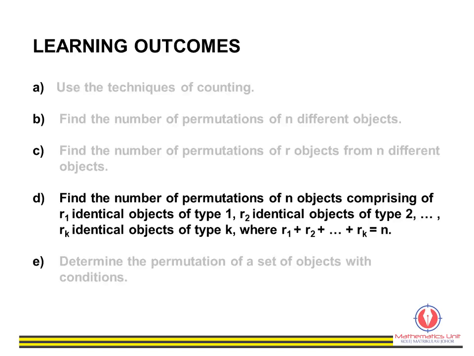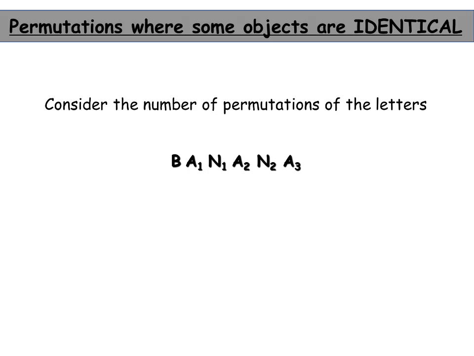Learning outcome for today is to find the number of permutations of n objects, comprising of r sub 1 identical objects of type 1, r sub 2 identical objects of type 2, until r sub k identical objects of type k, where r sub 1 plus r sub 2 until plus r sub k equals n. Permutations where some objects are identical. Consider the number of permutations of the letters B, A1, N1, A2, N2, and A3.